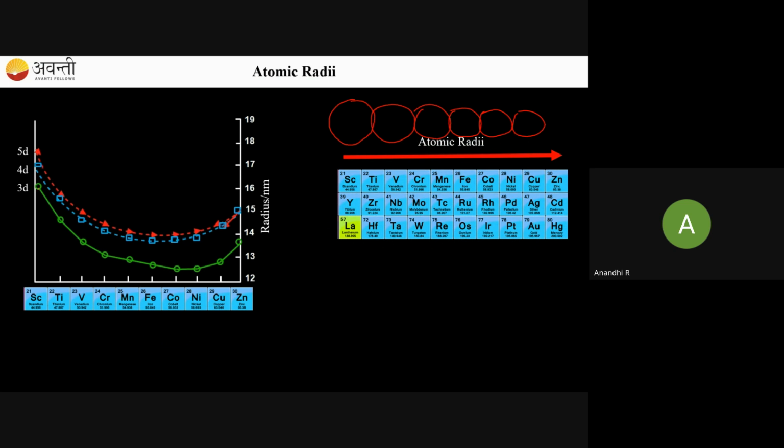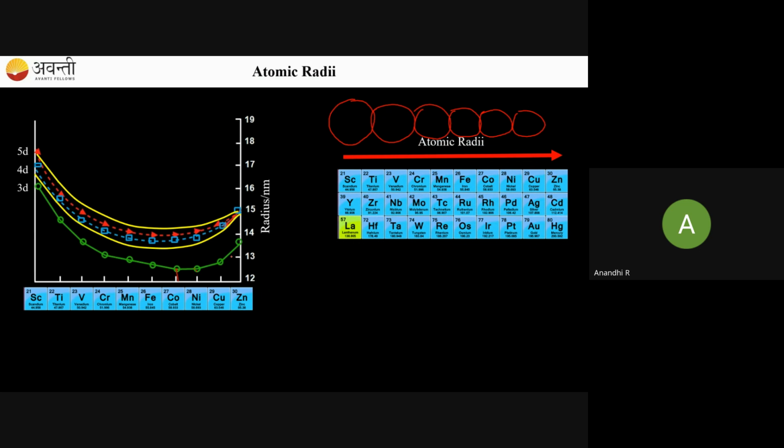So for 3D elements, the green curve you see, the atomic size first decreases till cobalt. Cobalt and nickel are approximately maintaining the same value, and then it increases. Atomic radius increases from nickel to copper and zinc. So why is there a regular decrease in size and then an increase? That is an exception. For this particular transition series, there is an exception. So size first decreases, then it increases.